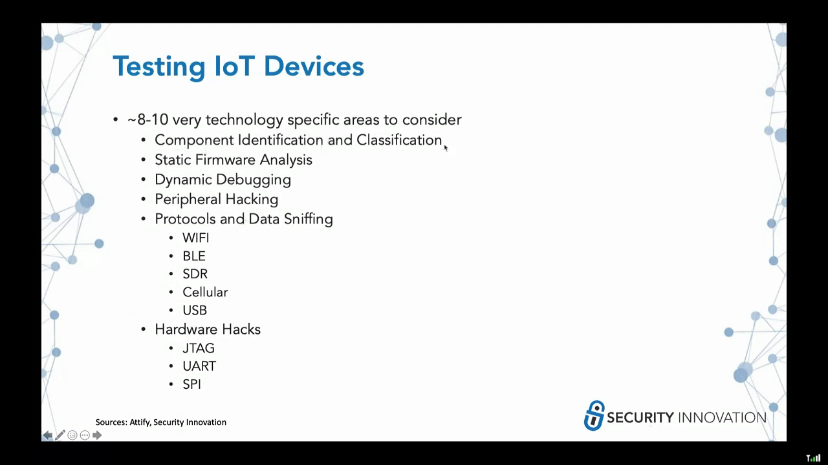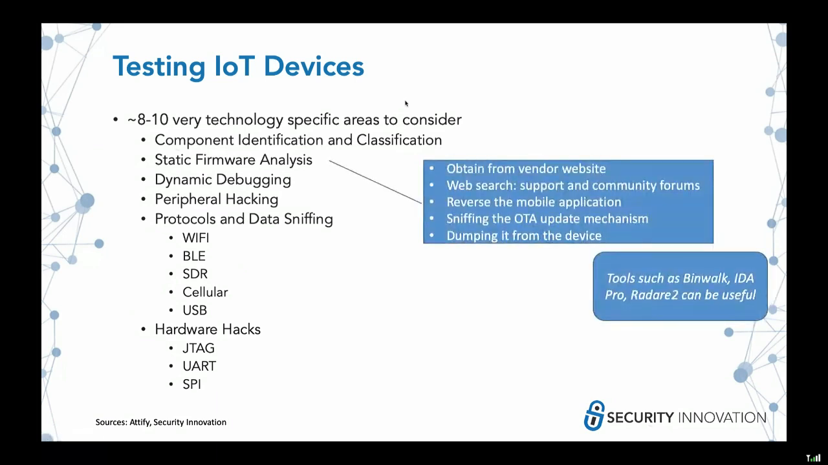The component identification classification is pretty straightforward. Most folks will understand how to go through a simple discovery process. So I do want to talk a little bit about the static firmware analysis. Firmware is software that has been integrated into the device itself. And firmware is a very rich source of potential hacks and exploitations. So you do want to consider analysis on the firmware if at all possible.